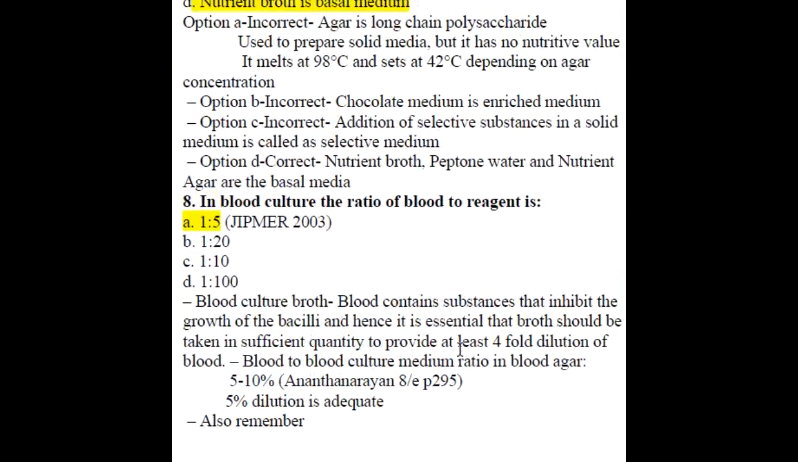So last question of this class, in blood culture the ratio of blood to reagent is 1:5.